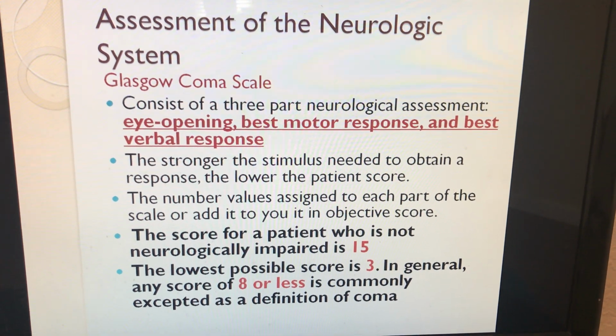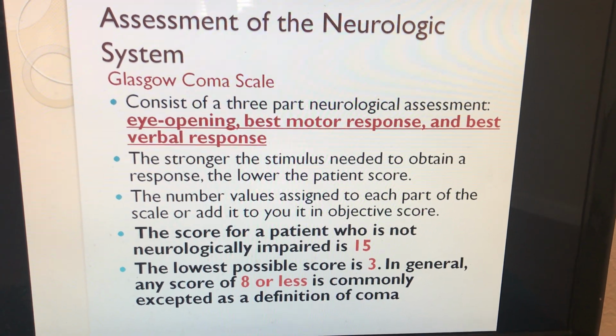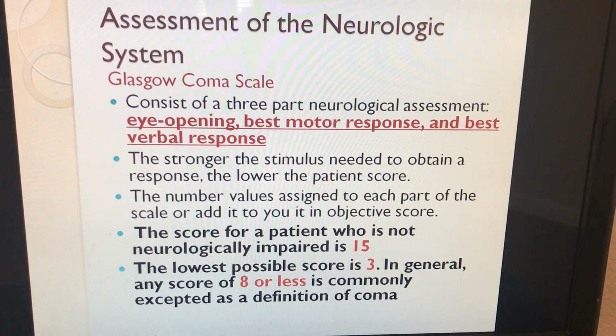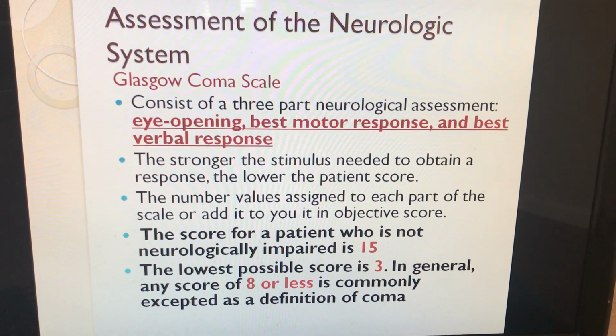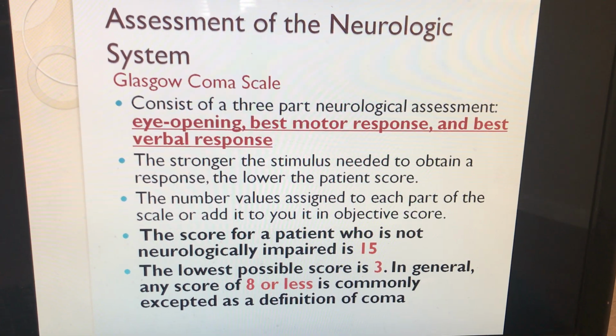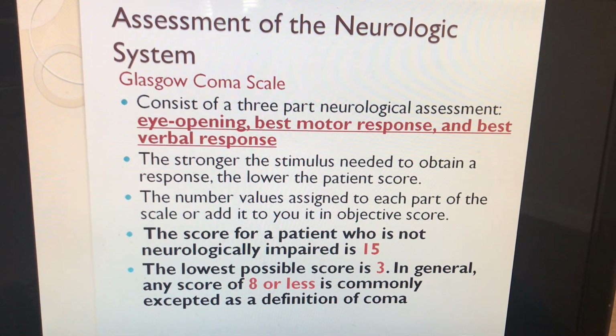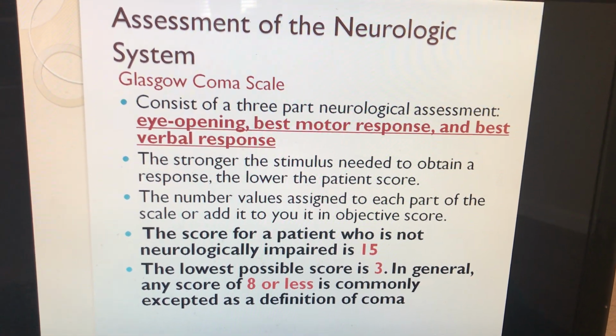The score for a patient who is not neurologically impaired is 15. That's the highest score possible. The lowest possible score is 3. And in general, a score of 8 or less is commonly accepted as a definition of coma.